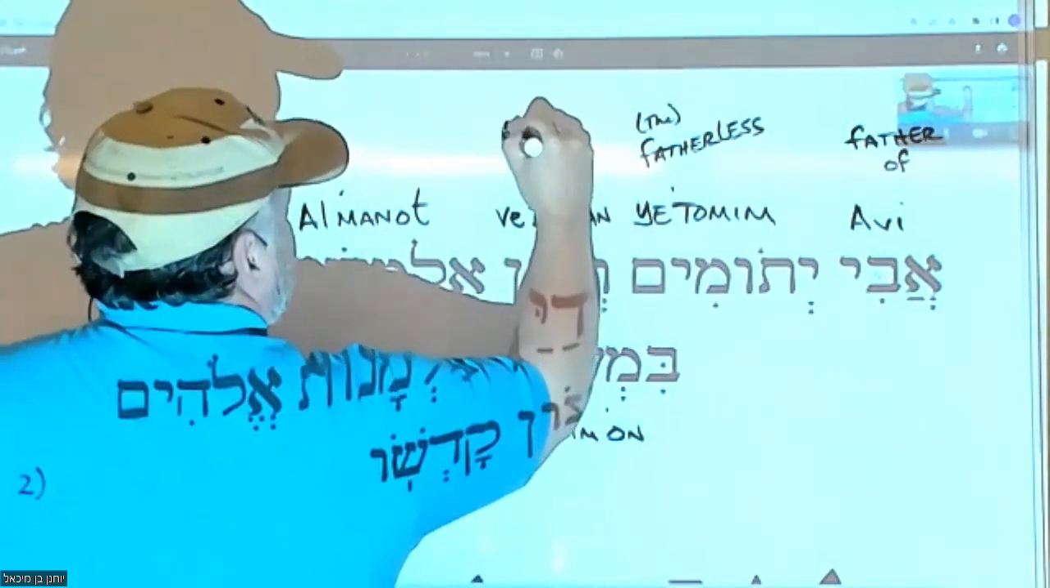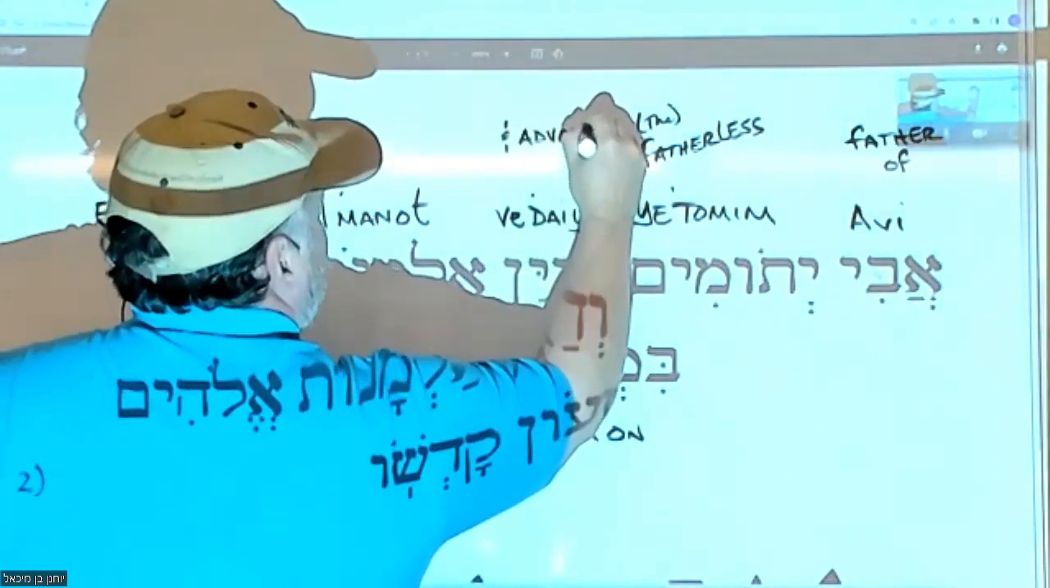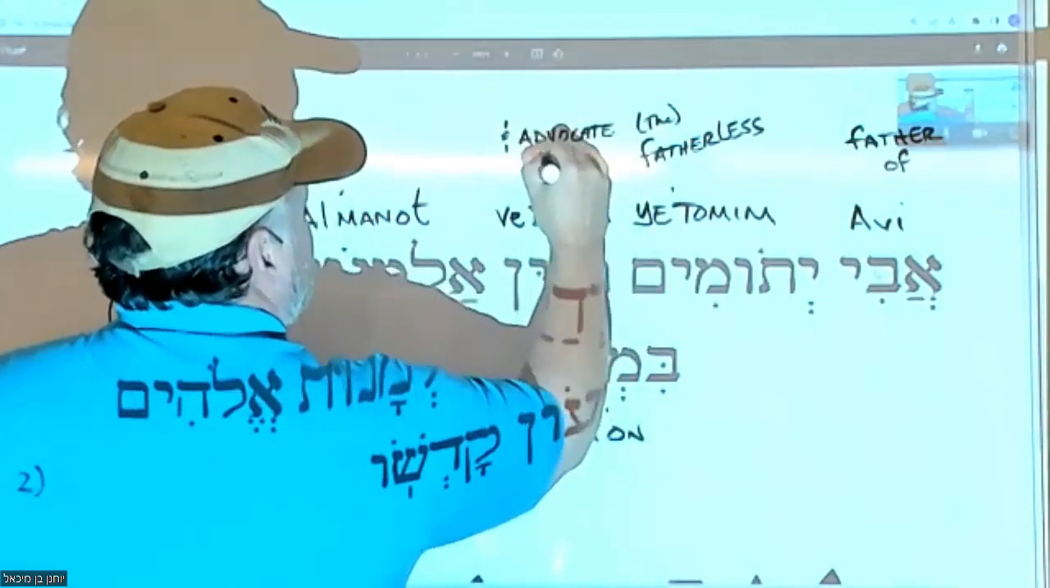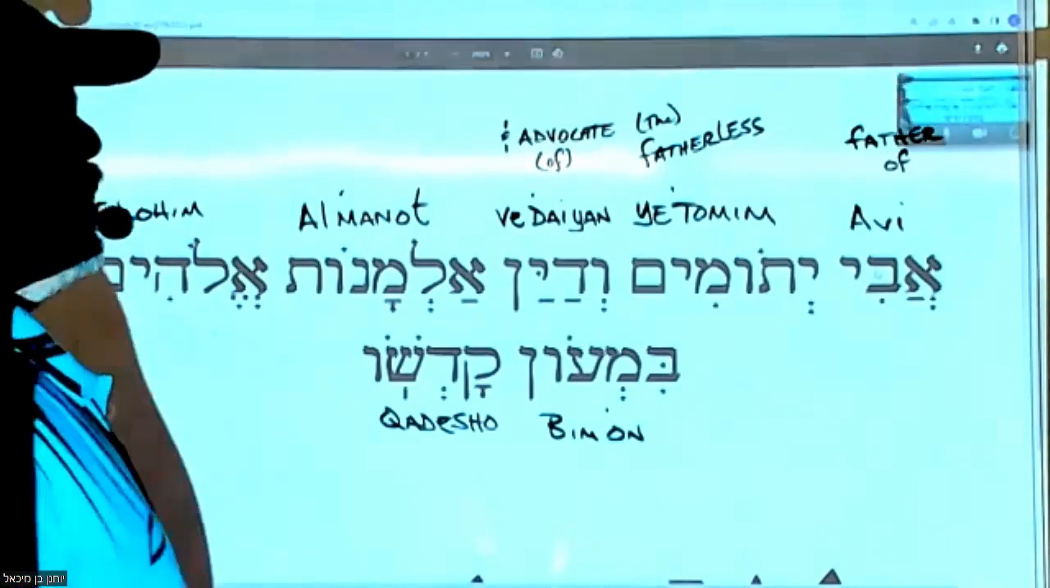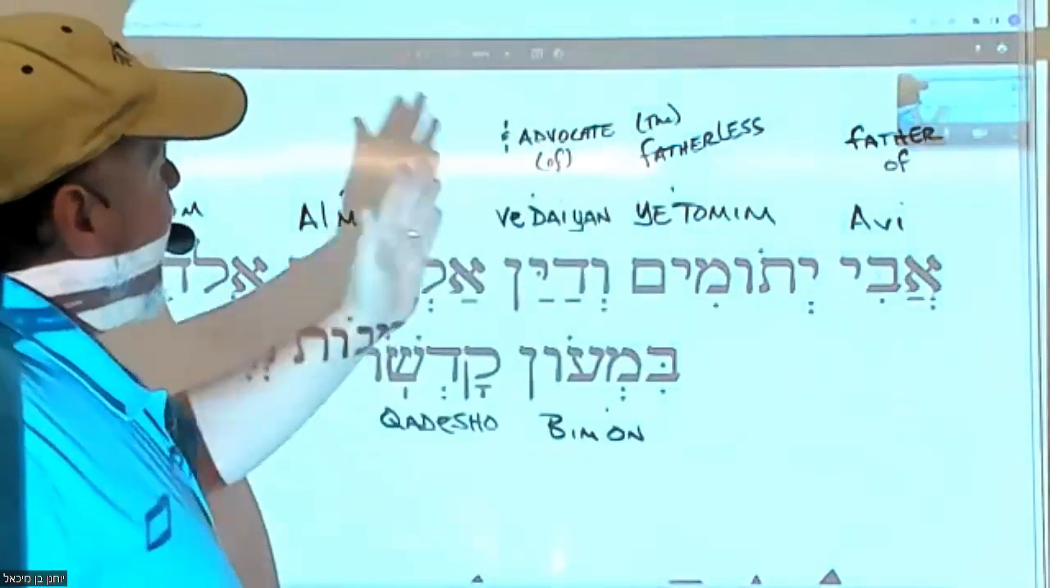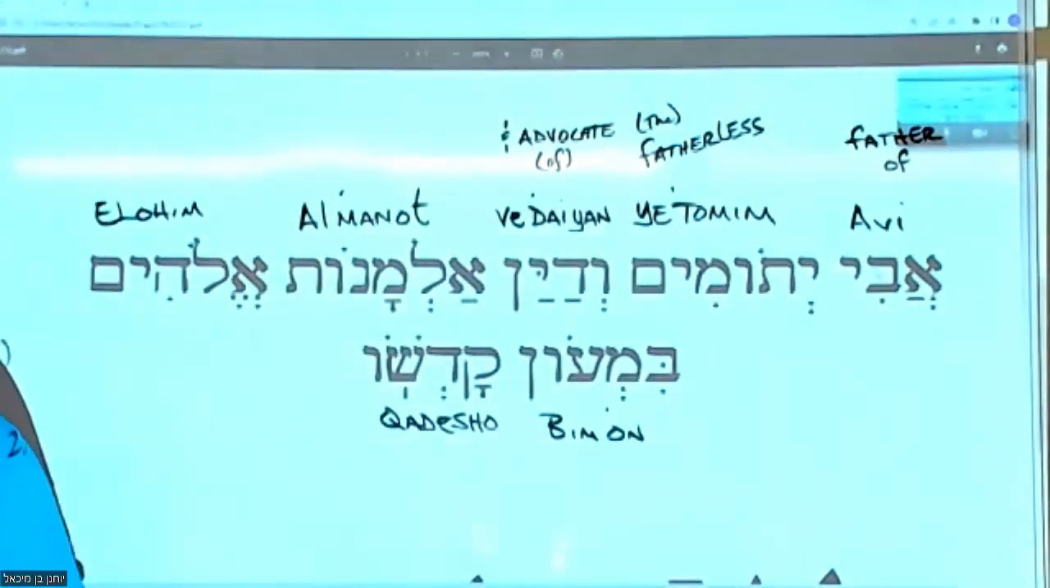So the dayan, and advocate, and then we're going to put the word of in parentheses because in English we have to link words together with other words, right? What we call linking words. So we got to stick them together. So he's the father of the fatherless and advocate of almanot. Almanot. We know ot. So it's a feminine plural. So who are we talking about? What's the gender? That's ima. Ima is mother.